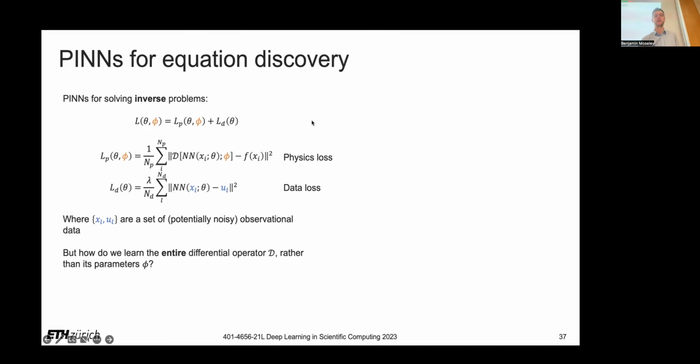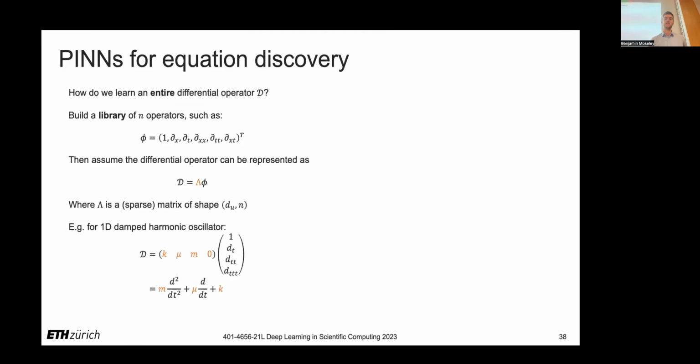So this is how we set the PINN up for the inverse problem. We said our differential operator has some free parameters, and we're also going to optimize them as we learn the solution, where we have some observations of our system. So the question we want to ask instead is, instead of just learning single parameters, can we actually learn D itself, the entire thing, the whole operator? Okay, so how are we going to do this?